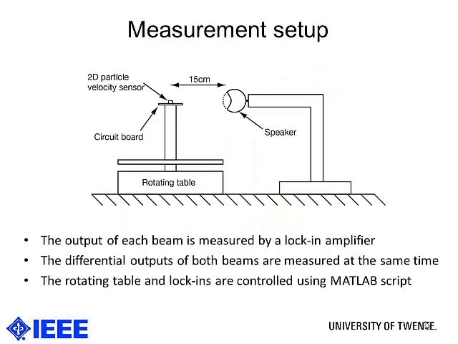The measurement setup looks like this. These sensors are mounted on a circuit board, which is also mounted on the axis of a rotating table right here. And then we have a speaker. This is a round speaker. It's placed about 15 centimeters away from our sensor. The output of each of the beams is measured differentially by a lock-in amplifier. And of course, this whole setup is run and measured with MATLAB.